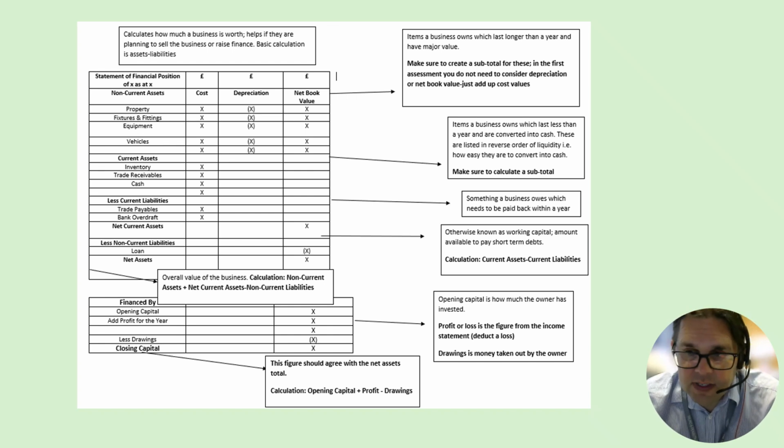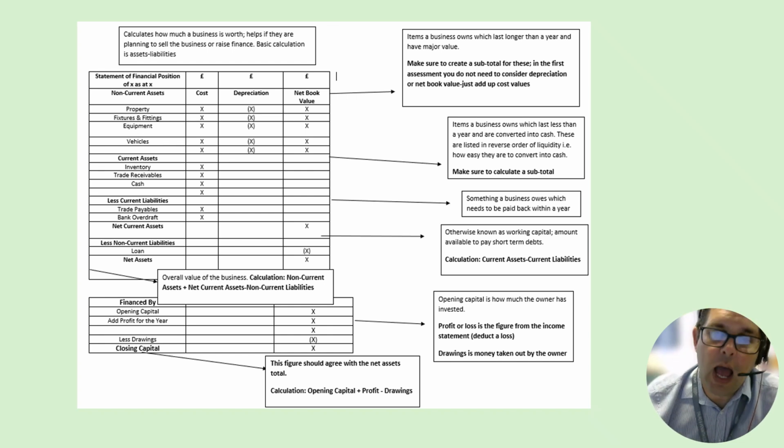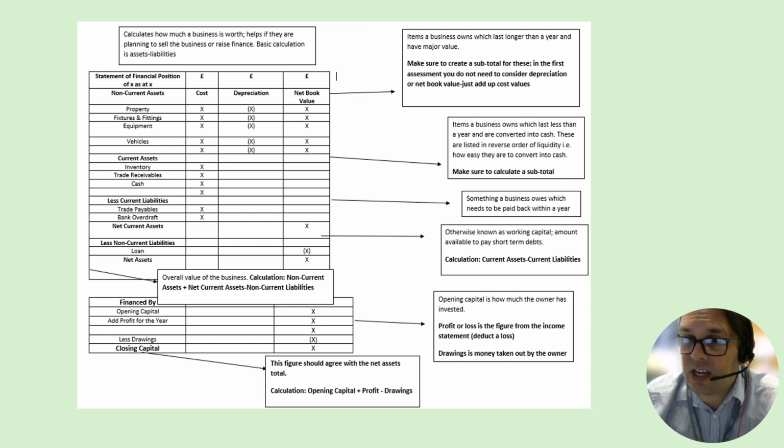The bottom half of the statement of financial position with this particular layout is called capital, and this represents the owner's investment in the business. And so what we're looking at here is opening capital, so the amount of investment that the owner has put in the business over the years, add any profits we make. So profit is, well, we've already looked at the income statement, so it's the overall profit for the year from the income statement. So we would add that. Now, clearly, if we've made a loss, we would deduct it.